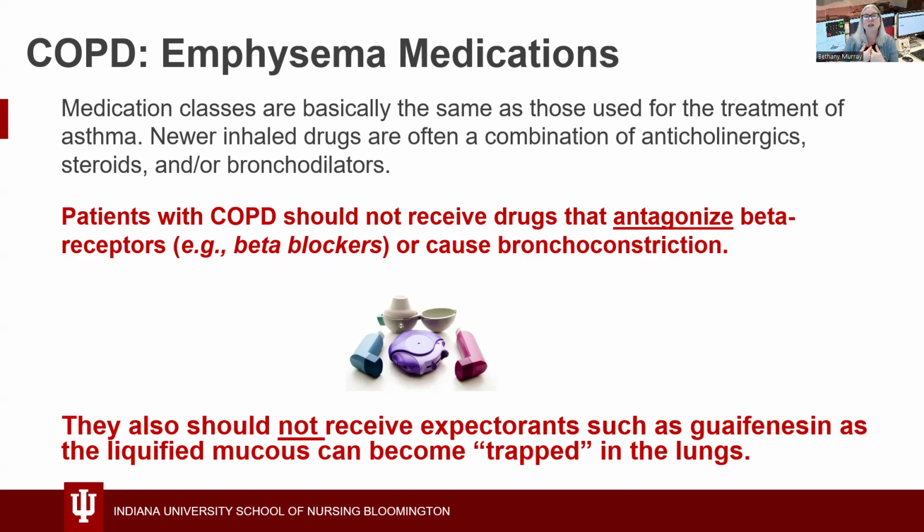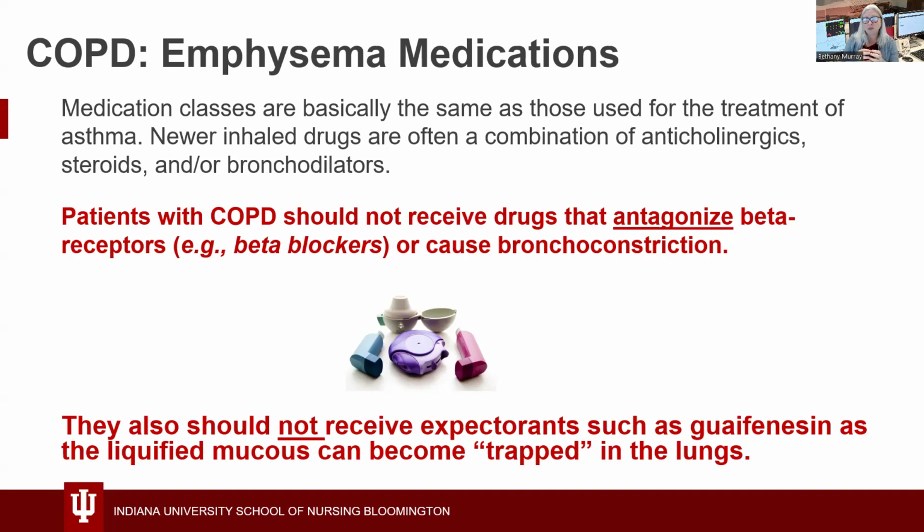So they're contraindicated to use a beta blocker or beta antagonist drug, or any other medication that can cause bronchial constriction. Also, when we talked about head colds, we talked about mucolytics and expectorants. So a mucolytic breaks mucus up and makes it thinner. An expectorant helps you to be able to cough out the mucus, but people with COPD and emphysema don't have really good cough abilities to get things out.